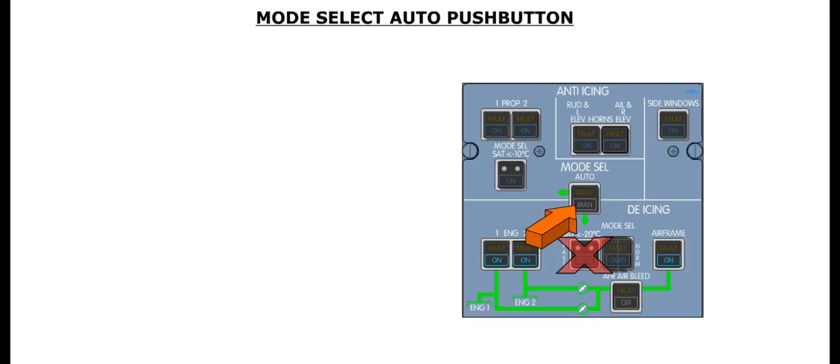As discussed earlier, the Mode Select Auto push button controls the operation of the de-icing system. When the push button is released out, the system is operating automatically, and the SAT less than -20 degrees Celsius push button is inoperative. The released out position is the normal position for the Mode Select Auto push button.